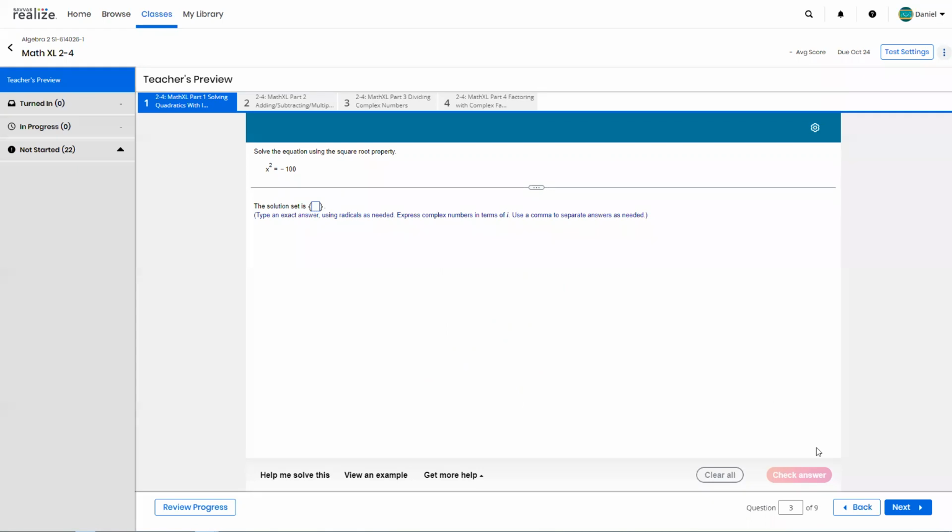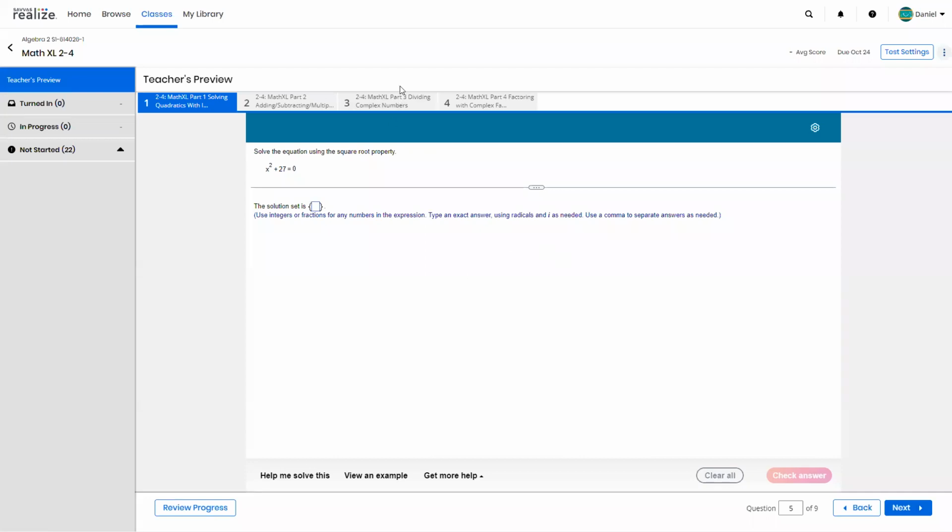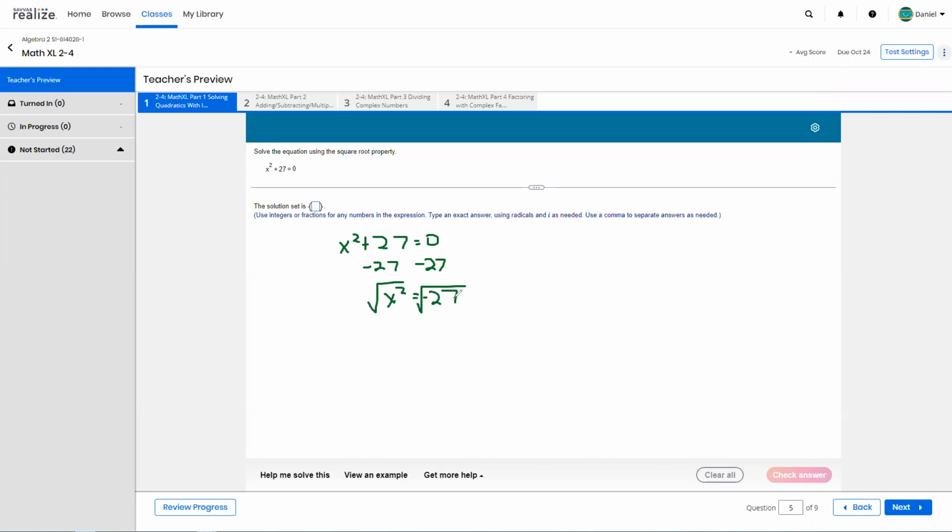All right, let's look at a different one. Let's look at one like this. x squared plus 27 equals 0. The way I'm going to solve this is I'm going to subtract 27 from both sides to move that 27 to the other side. So I get x squared equals -27. And then when I take the square root of both sides, what I'm going to end up with is x equals plus or minus. I can split this up into square root of -1 times square root of 27.